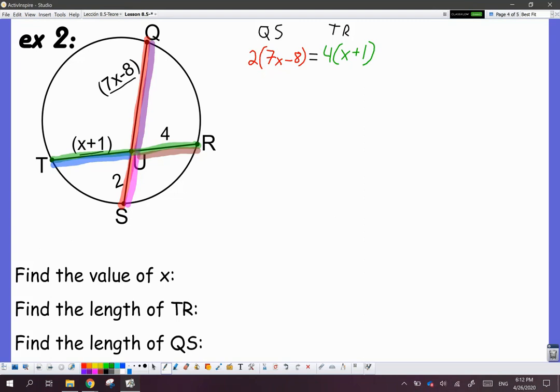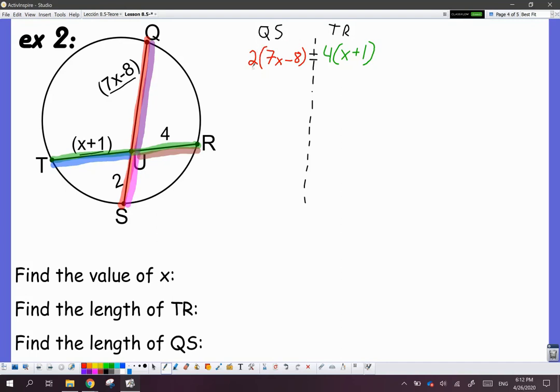Now I have my equation, so now I just need to solve this. I'm going to draw my line through the middle. And let's start here by using the distributive property. I mentioned that earlier. In case you forgot what that means, the distributive property happens when I have a coefficient in front of a parentheses and an expression on the inside.